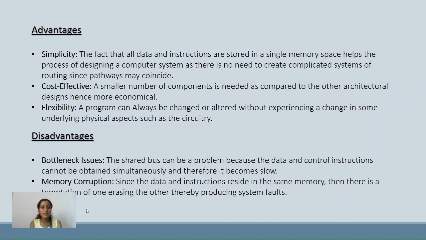Flexibility. A program can always be changed or altered without experiencing a change in some underlying physical aspect, such as the circuitry. Disadvantages: bottleneck issues.